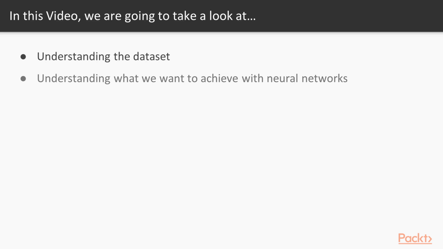Firstly, we'll start by understanding the dataset that will be used in a couple of examples in this course. Next, we will understand what we want to achieve with the neural network. And finally, we'll be adding Deeplearning4j to the application.